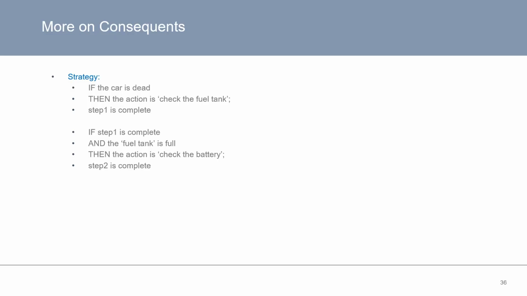As a rough example, imagine we have the scenario where if the car is dead, then the action is to check the fuel tank, at which point we can add the fact to the system that step 1 is complete. Then another rule in the knowledge base might say if step 1 is complete and the fuel tank is full, then the action is check the battery. And at this point, we add the fact step 2 is complete to the knowledge base.